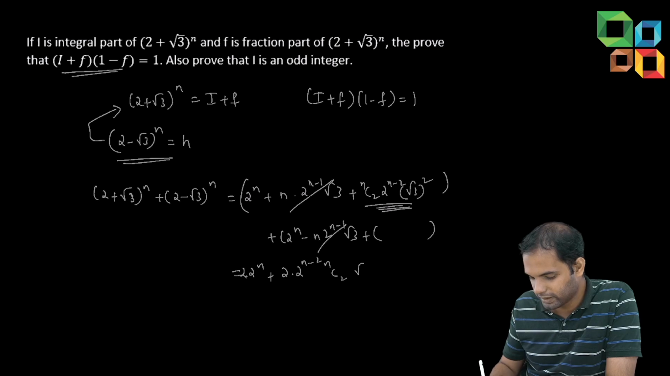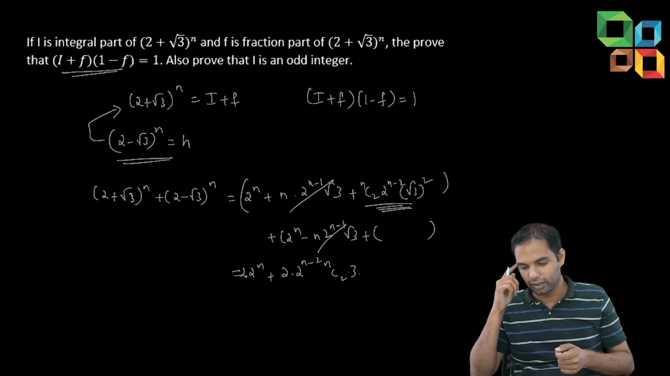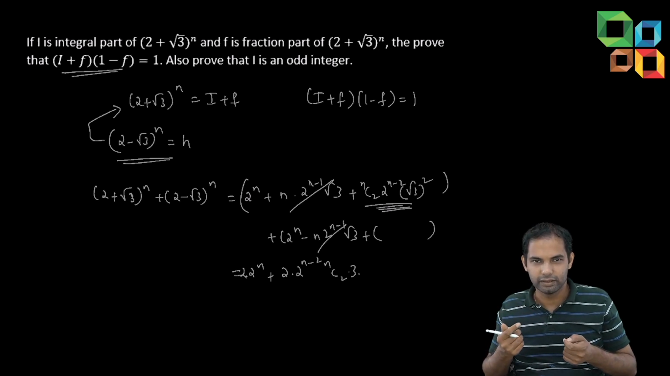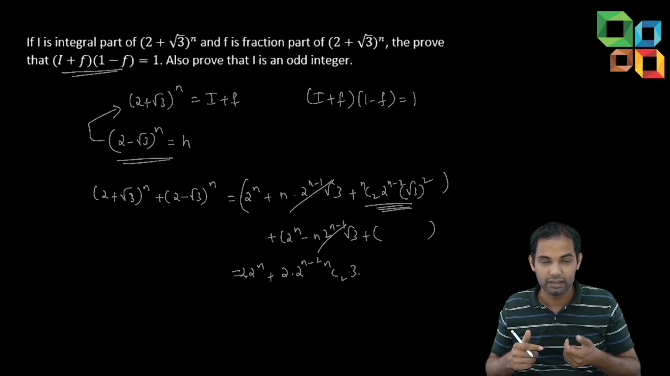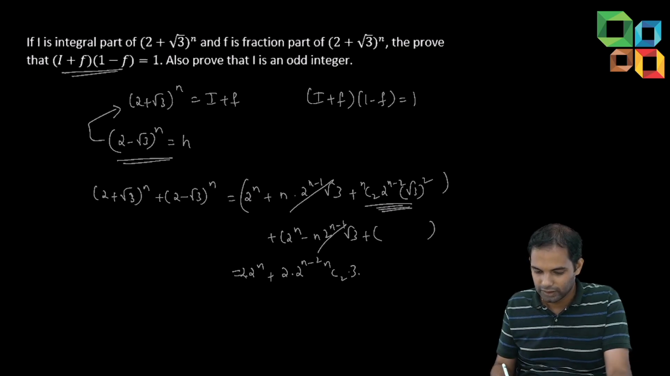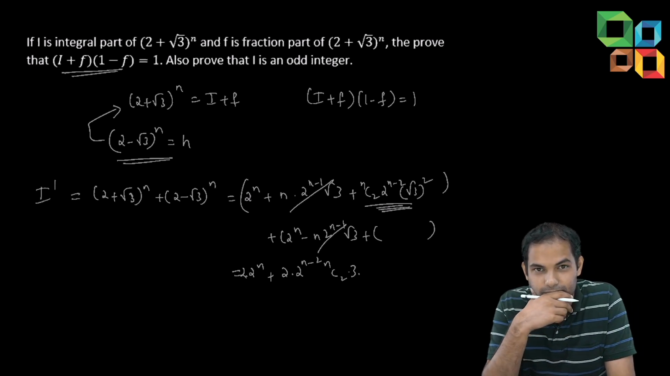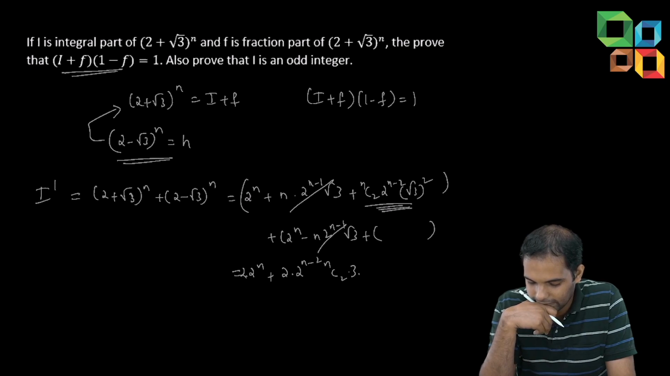Root 3 square will be nothing but 3 now. Okay. Next term, we can think of the odd power term of root 3 as an irrational number, which will be cancelled. The even power term would be a rational number and it will remain. Basically, what I'm showing you is this sum is equal to some I dash, some integer. Agreed? But what did we do?